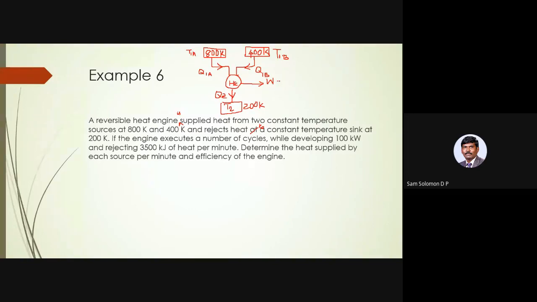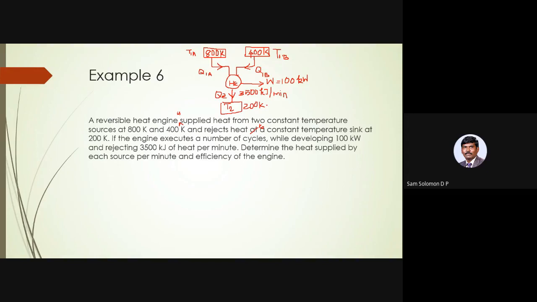So W, they have given this as 100 kilowatt. And Q2 is given as 3,500 kilojoule per minute. And they want us to find the heat supplied by each source, which means they want us to find Q1A and Q1B, and that too per minute.